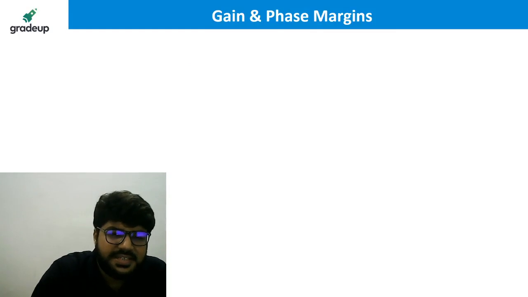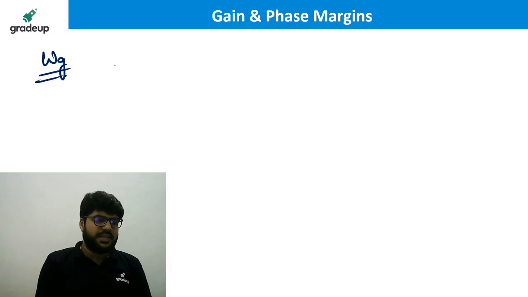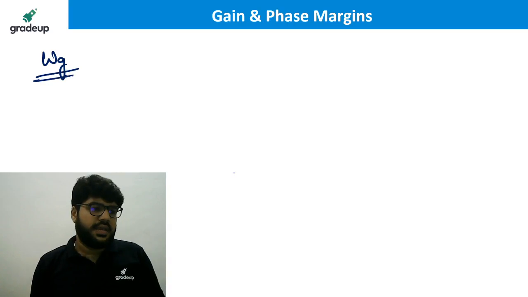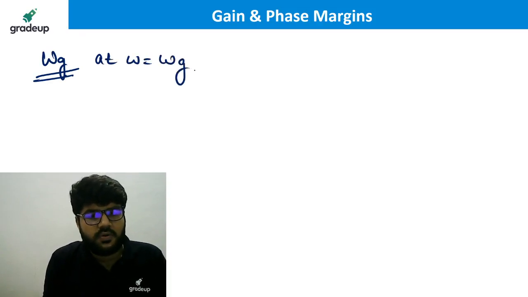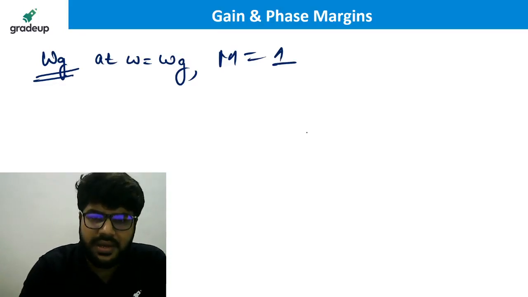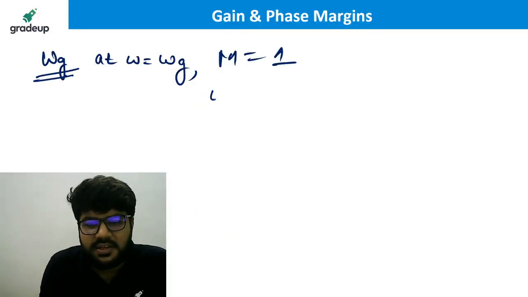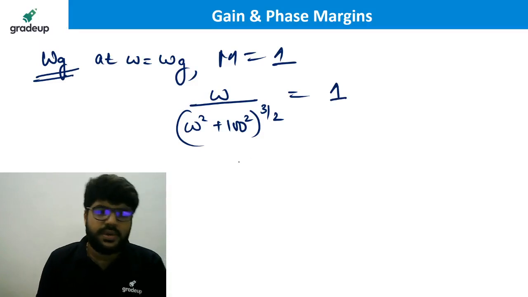Now coming to the phase margin, for which I need ω_g. Yes, Yugandhar. It leads to the conclusion: a highly stable system. Now listen to the ω_g. At ω equal to ω_g, the magnitude should be 1. How do you calculate ω_g? By equating the magnitude to 1. So what is my magnitude function? I will just take the magnitude function, that is ω upon (ω square plus 100 square) raised to the power 3 by 2, is equal to 1.